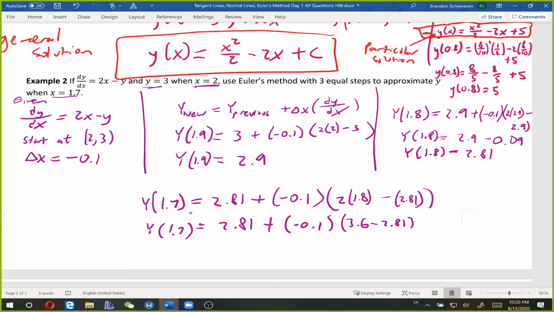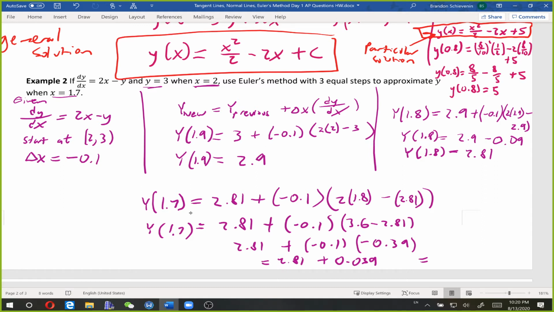The 3.6 minus 2.81 is going to give me negative 0.39. Then I've got negative 0.1 times the negative 0.39 is positive 0.039, which is what I'm adding to 2.81 to get our final answer.